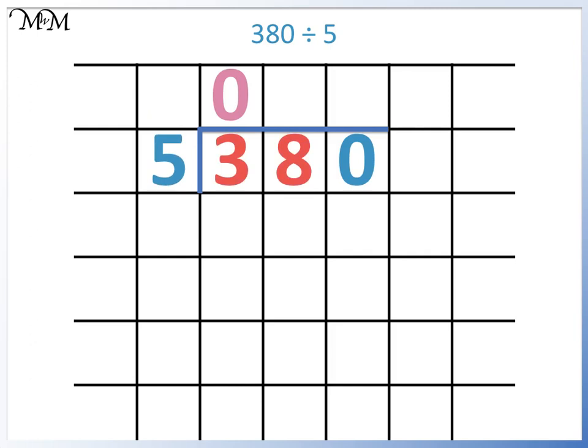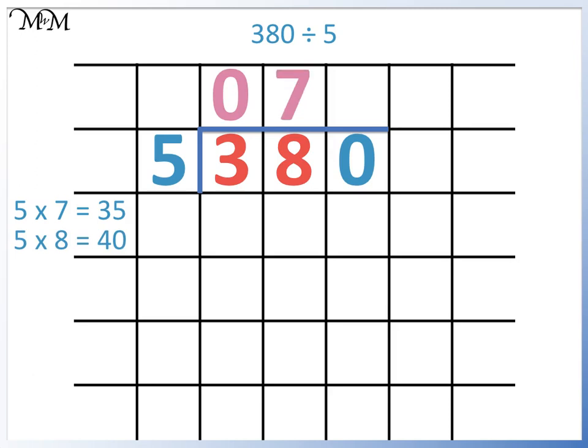From our times tables, we know that 5 times 7 equals 35, which is less than 38. And 5 times 8 equals 40, which is greater than 38. So 5 divides into 38 7 times, with a number left over.